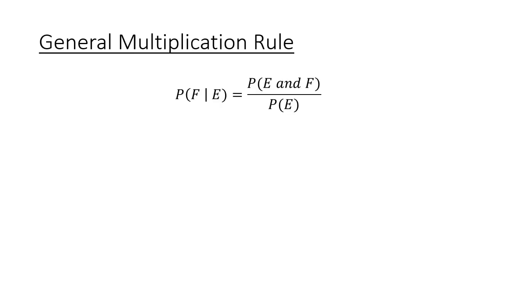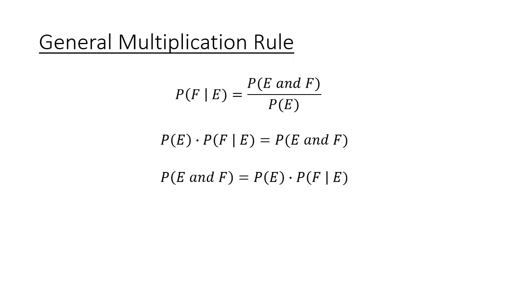Now, from here, we can also generate our general multiplication rule. So again, here's our formula for calculating our conditional probabilities. If I multiply both sides by the probability of E, basically trying to get rid of the fractions there, I get this formula, and then typically we just rearrange it, write it backwards, and this becomes our general multiplication rule. The probability of E and F equals the probability of E times the probability of F given E.